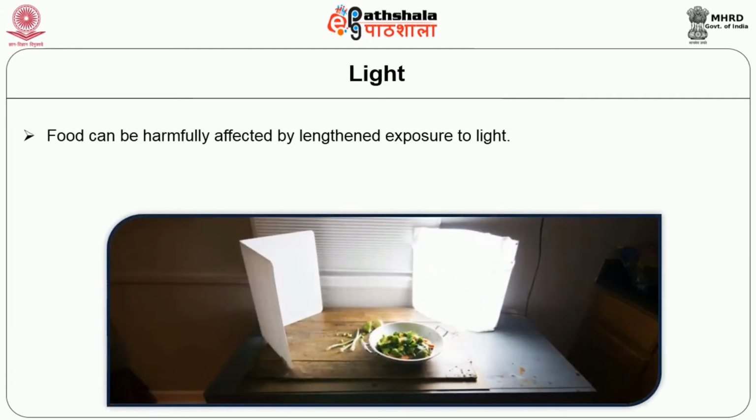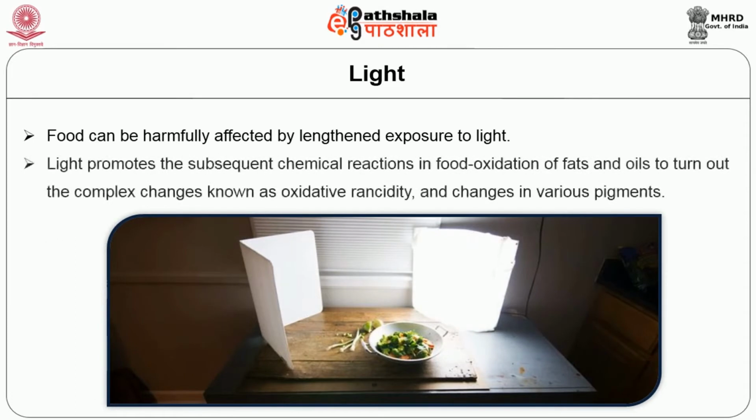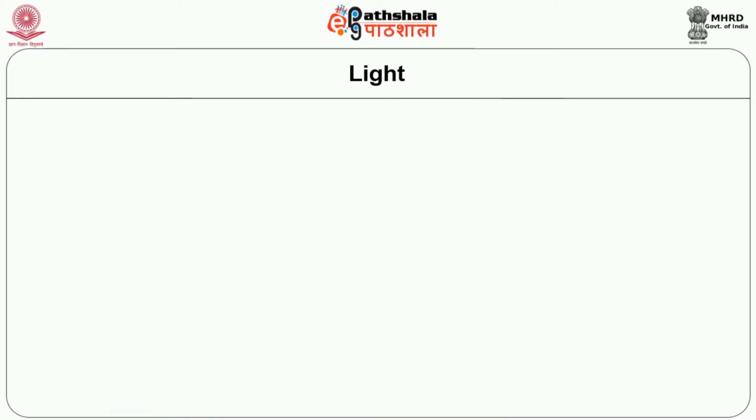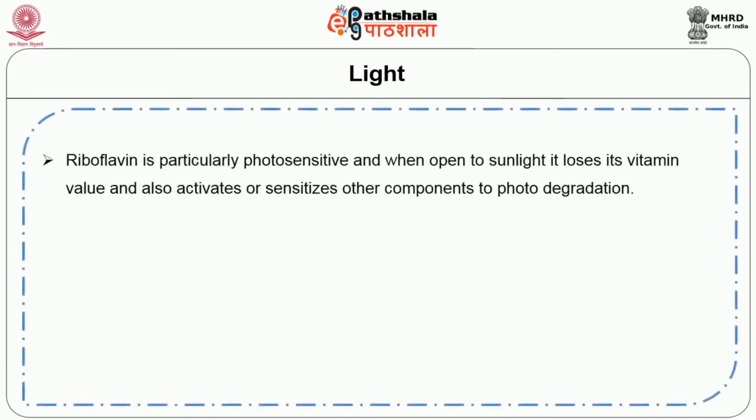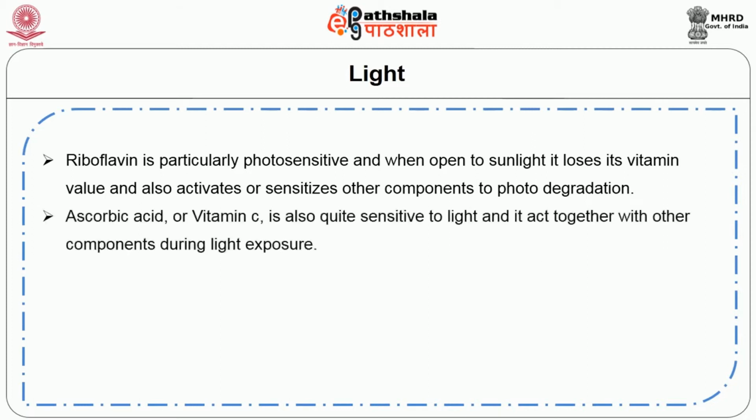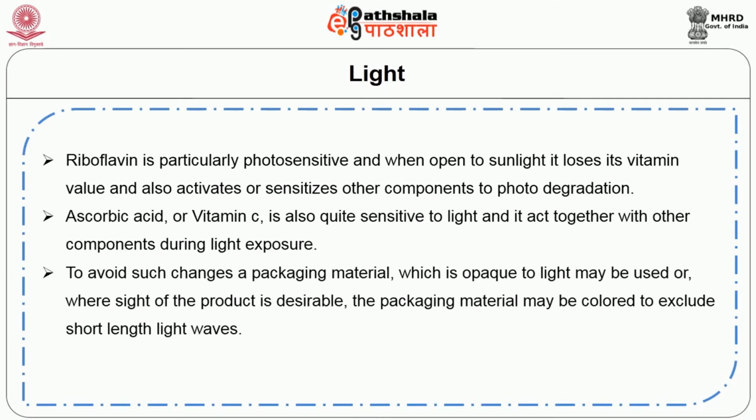Foods can be harmfully affected by lengthened exposure to light. Light promotes subsequent chemical reactions in food, such as oxidation of fats and oils, producing complex changes known as oxidative rancidity, and changes in various pigments. Riboflavin is particularly photosensitive, and when exposed to sunlight it loses its vitamin value and also sensitizes other components to photodegradation. Ascorbic acid or vitamin C is also quite sensitive to light and it acts together with other components during light exposure.